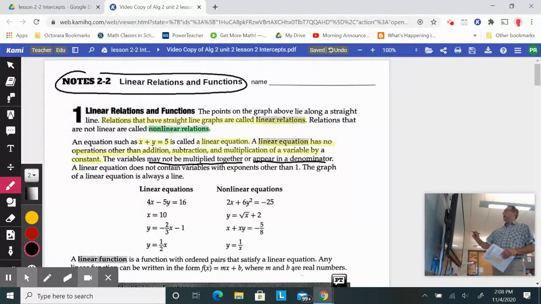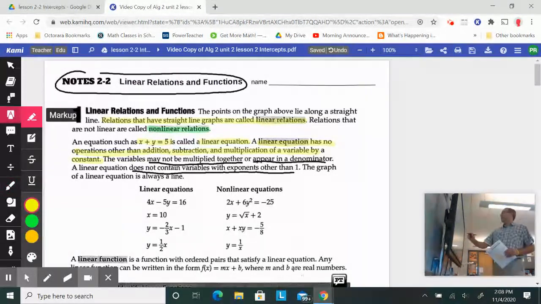Okay? A linear equation does not contain variables with exponents other than 1. An exponent of 1 really doesn't do anything. X to the first power is just x. So the graph of a linear equation is always a line. So let me highlight that. So of course the graph of a linear equation is a line. It's a straight line.